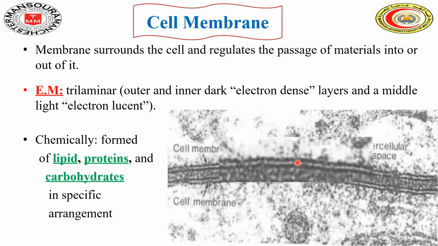Regarding the chemical composition of the cell membrane, chemically the membrane is formed of the three components of any tissue or any living part. It's formed of lipids, proteins, and carbohydrates, but these components have a specific arrangement inside the membrane to allow it to do all its functions. We will not deal with the fine details. This will be discussed in biochemistry or physiology. But here we just mention that the cell membrane is formed of lipids, proteins, and carbohydrates in a specific arrangement.